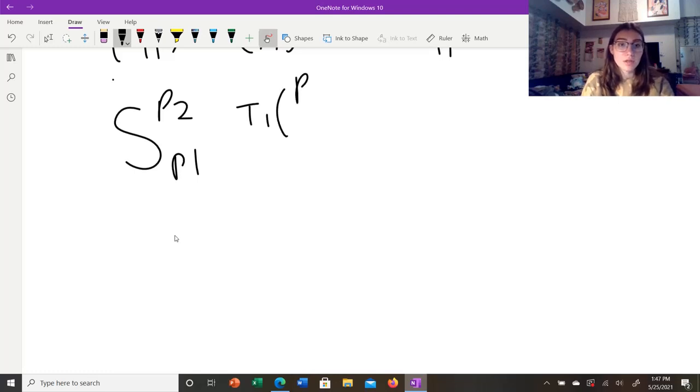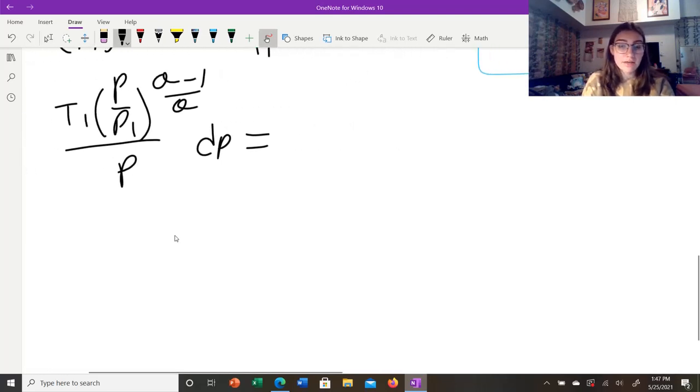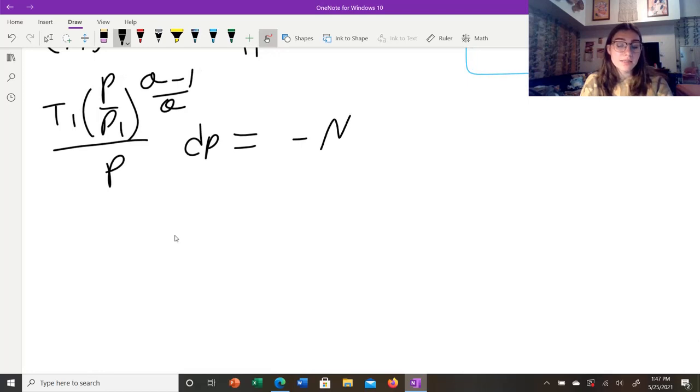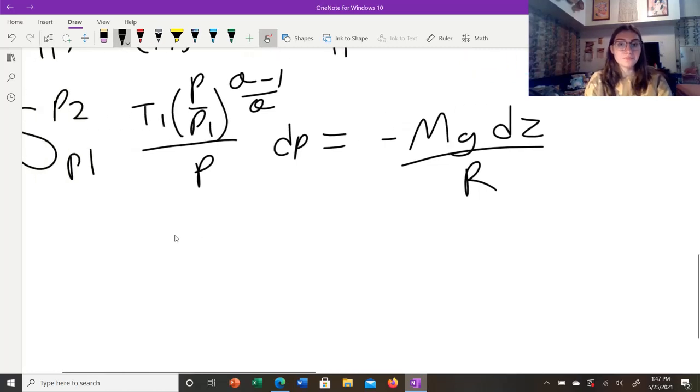And we're going to plug in our stuff. So instead of having just T on the top, we're going to have T1 and then P over P1 to the gamma minus 1 over gamma. And we're going to have our P on the bottom again, dP. So we're just plugging that right in. And then we're going to leave the stuff on the right the same as we had up above. So it's going to be negative mg dz over R. Same thing, m equals molar mass, g equals gravity, R is the gas constant. So working with the same stuff.